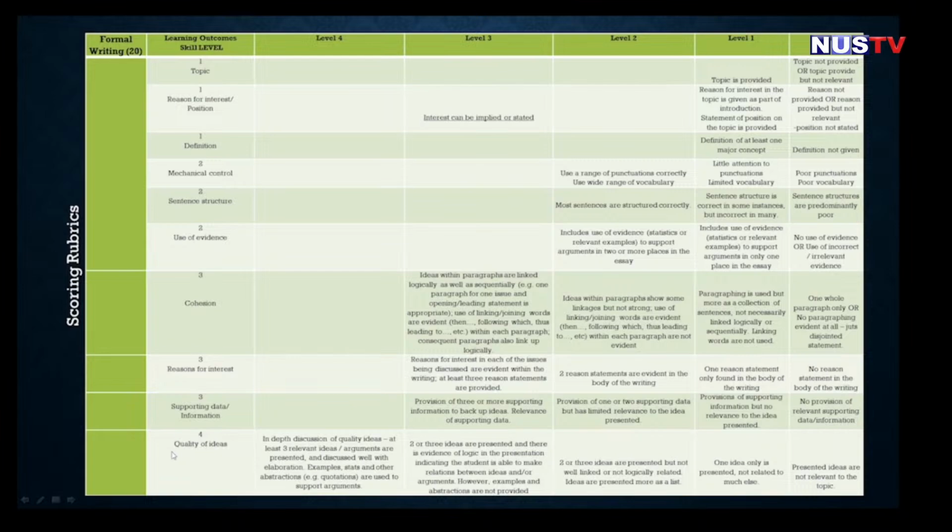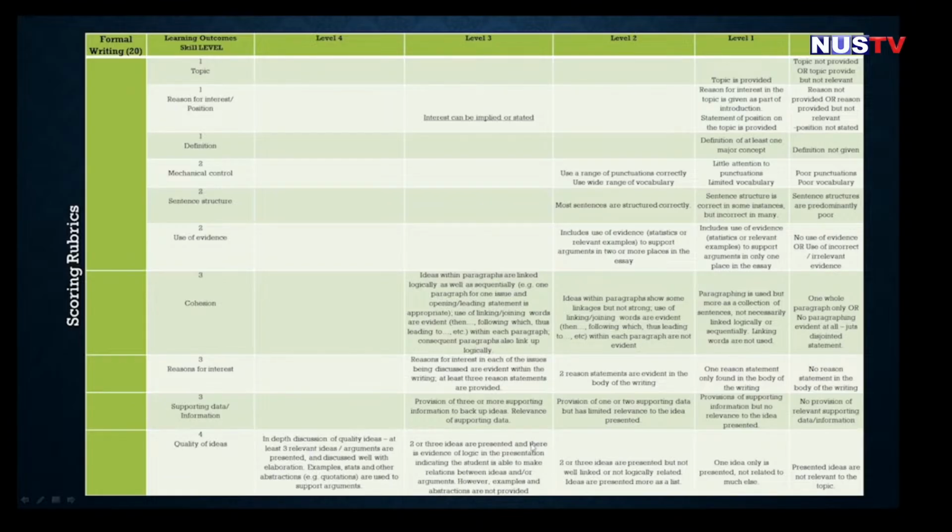Okay, so the last part of our rubrics is the quality of ideas. Now, this part you are tested on how relevant, how strong your points of arguments are. Now, if you have an in-depth discussion of quality ideas, of at least 3 relevant ideas, and provide relevant examples, then you can be awarded a skill level 4 or 4 marks.